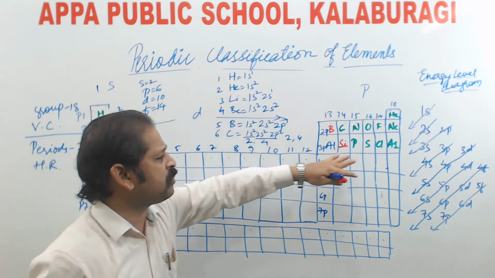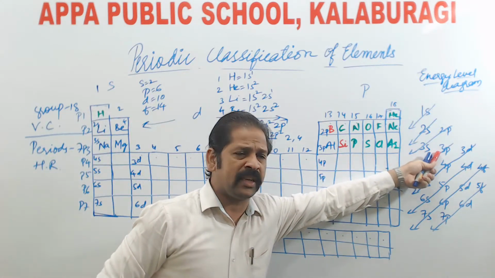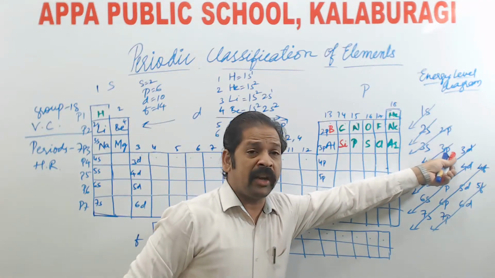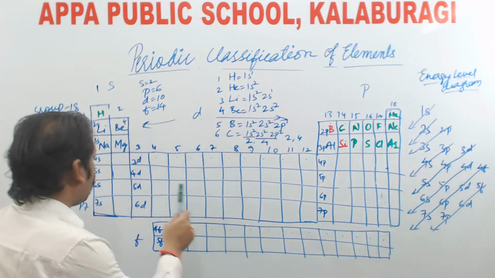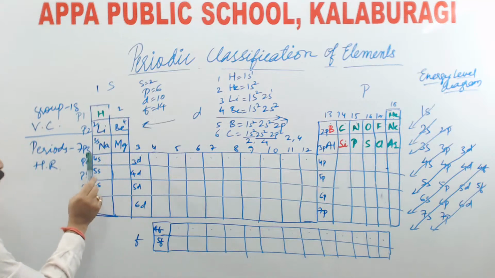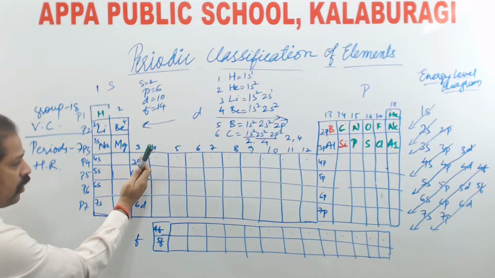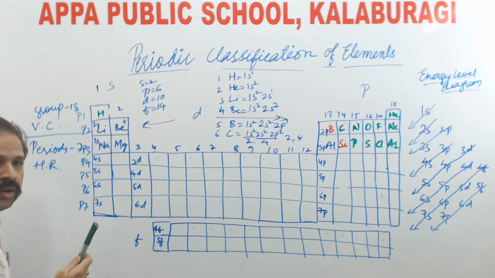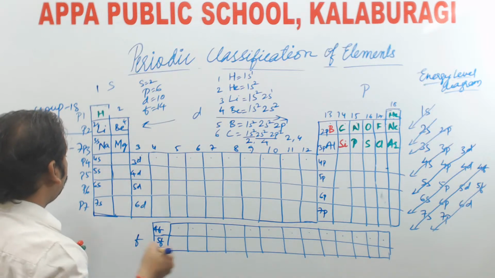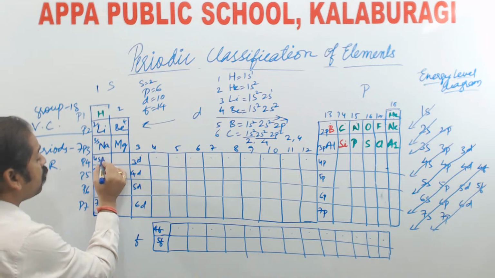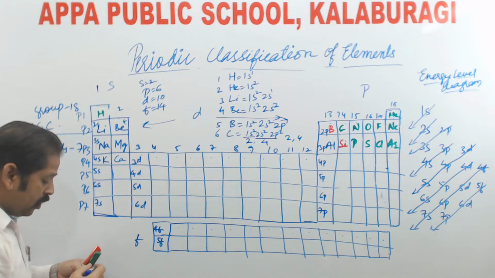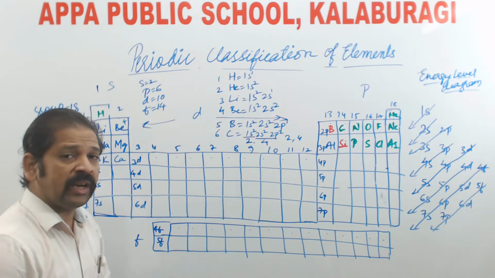Until now, everything is going smoothly. After 3p, the maximum for p is 6. 3p6 is argon. We are not going to 3d, we are going to 4s, because after 3p6 we have 4s actually, not 3d. The s block comes first. This arrangement is the most important point here. Here 4s1 is potassium, and 4s2 is calcium.